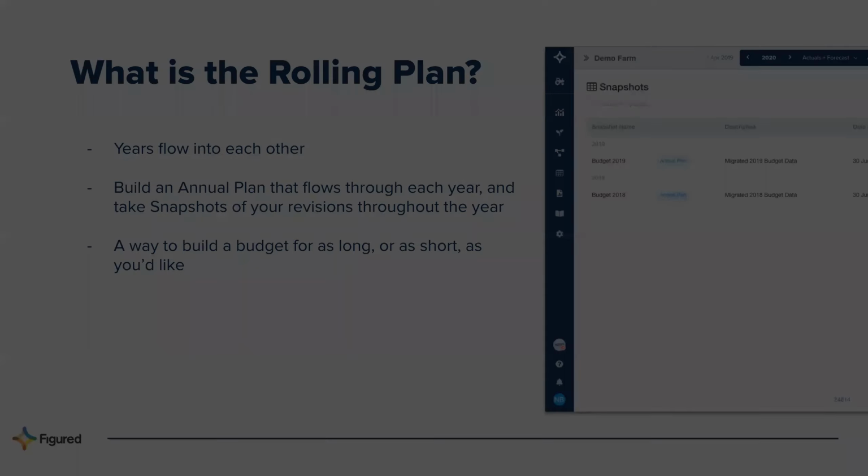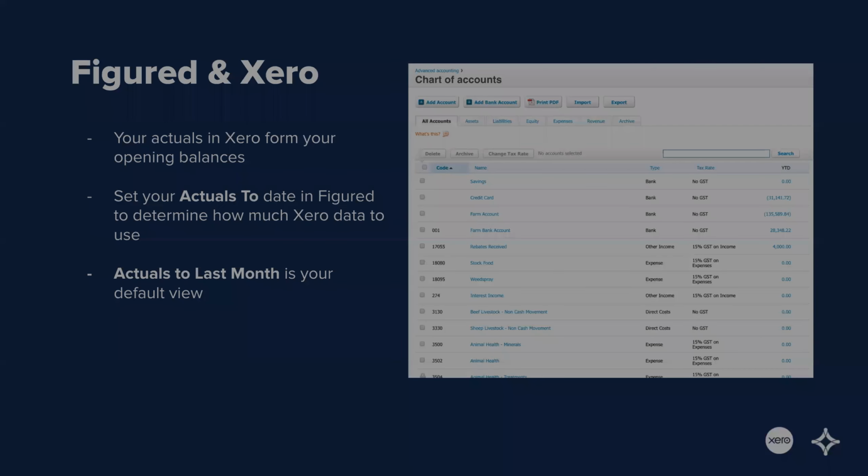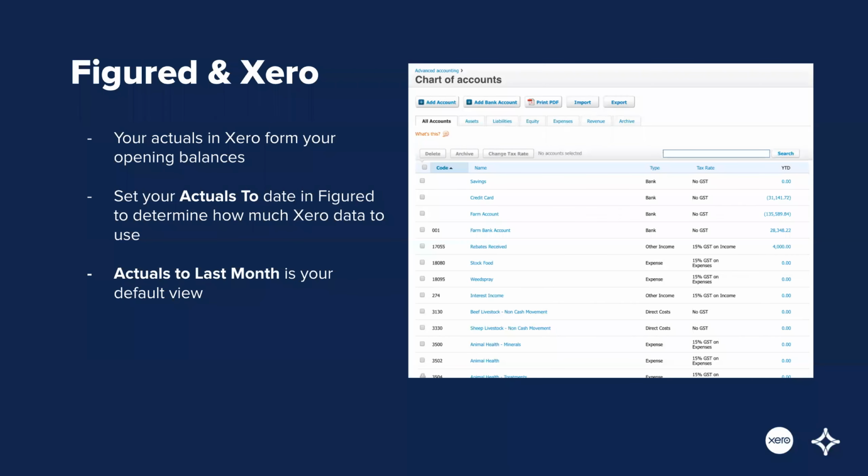Just a little bit more on zero and Figured, more for people new to Figured on the call. All the actuals come from zero: opening balances, your chart of accounts, your contacts. So in Figured, all you need to do is set your actuals to date. By default, the actuals is to last month, but you can change that and select where you want your actuals horizon line to be, and where you want your forecast to move forward.